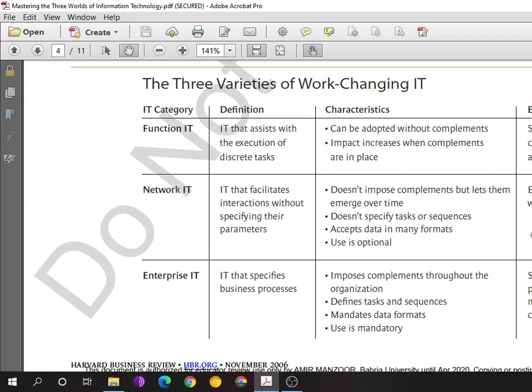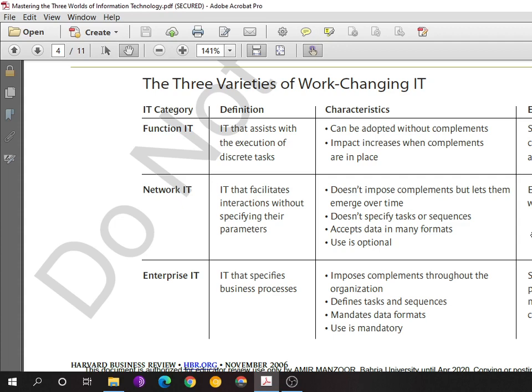So it is basically a set of technologies that lets you send and receive, communicate and interconnect systems, and send and receive data. It doesn't impose any complements, but lets them emerge over time, which means that it doesn't force itself to work with other systems, but because of its very existence, you will see that you will gain complements.